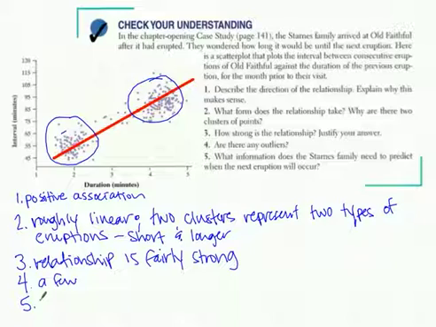And 5 says, what information does the Starnes family need to predict when the next eruption will occur? So basically, the Starnes family would need to know how long the next eruption lasted in order to predict how long until the next one.